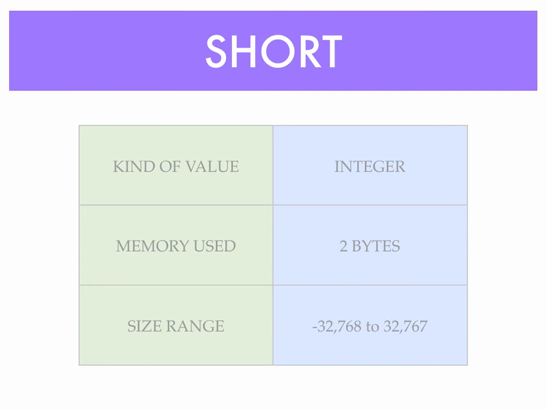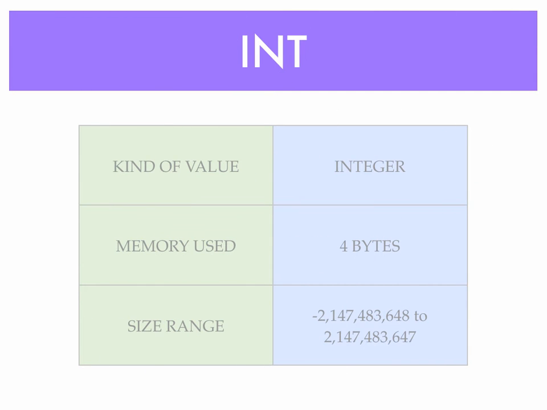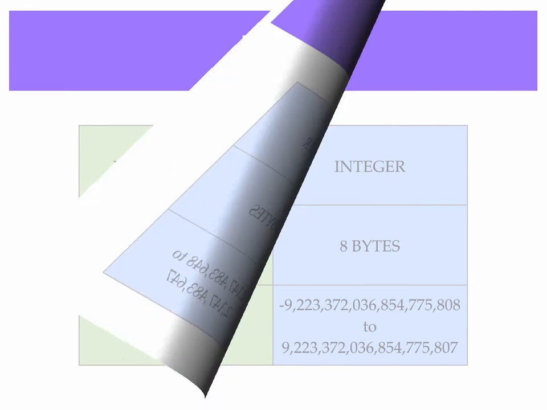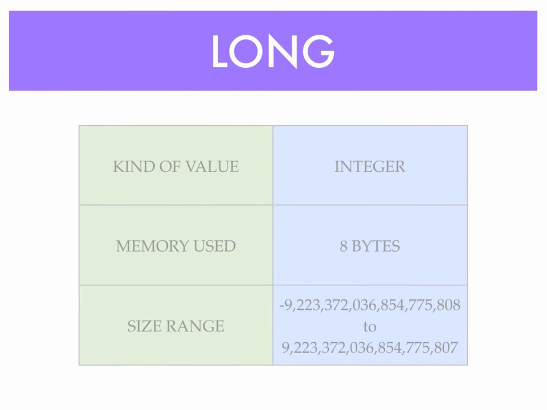In a short, I can hold an integer, whole number. 2 bytes are put aside, and I can hold a number from -32,768 to +32,767. In an int, I can hold a whole number. 4 bytes are put aside, and then a whole number can be in the range of -2,147,483,648 to 2,147,483,647 positive.